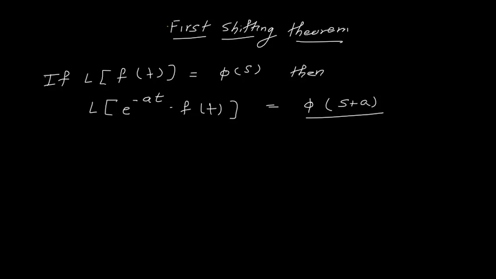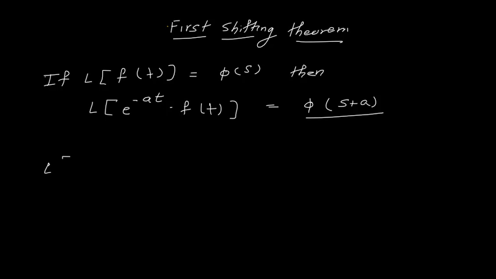That means when your function is multiplied by e power minus at and you know the Laplace of f of t, then you can find Laplace of e power minus at f of t by using the formula of Laplace of f of t. Only you have to replace s with s plus a. Let us see its derivation first.